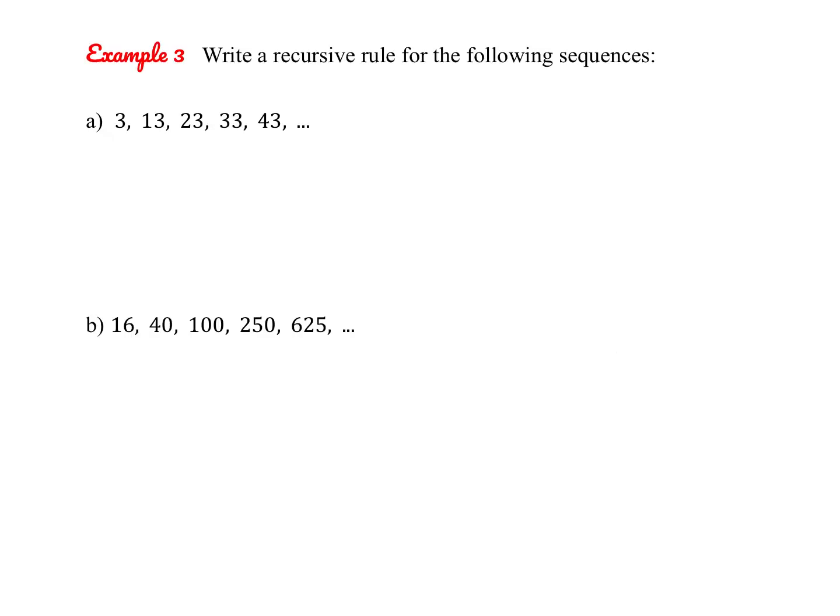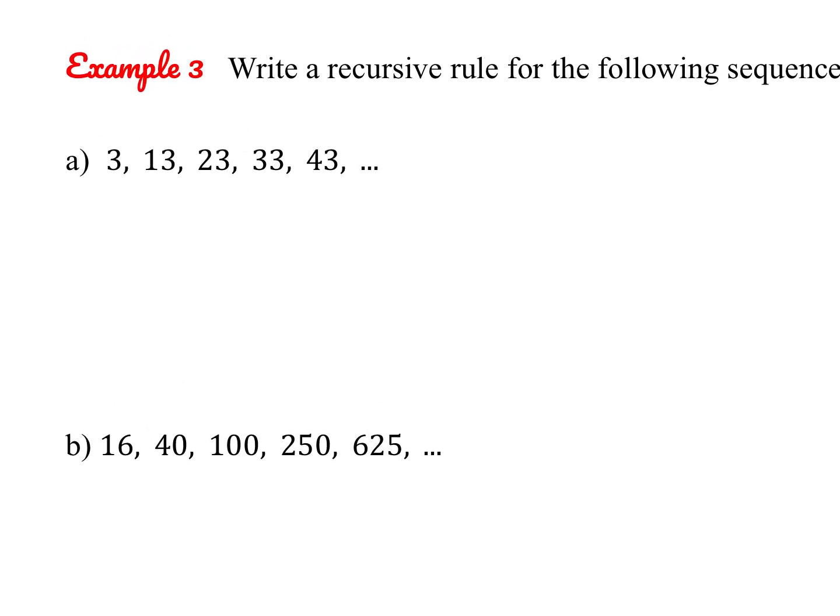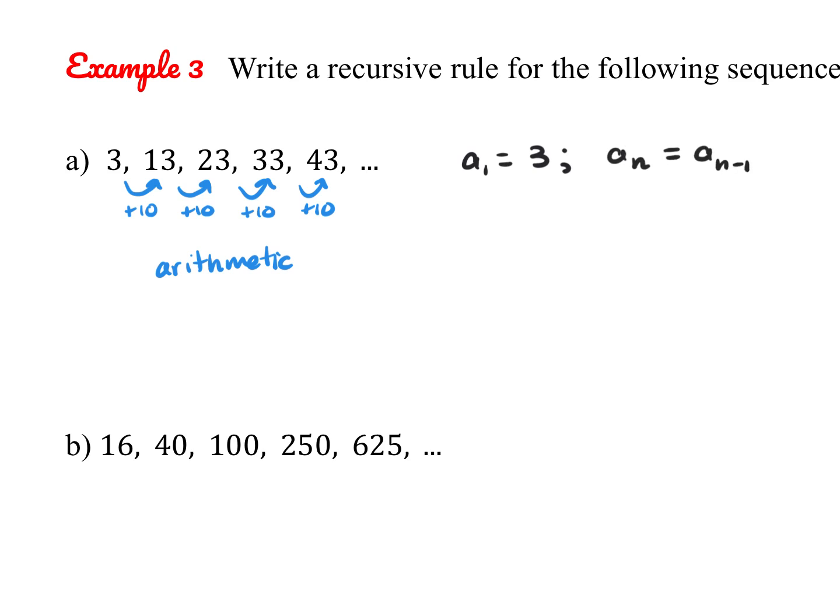Okay, let's give these 2 a try. So first we need to try to figure out what type of rule this is. So I'm going to look for a pattern. I see that this one has a pattern of adding 10. So it is arithmetic. So if you look at what we're doing, we're literally taking the term before it and adding 10. So we can write this explicitly. First we'll define our first term, and then we'll say any term, a sub n, is the term before it plus 10, and that's it.